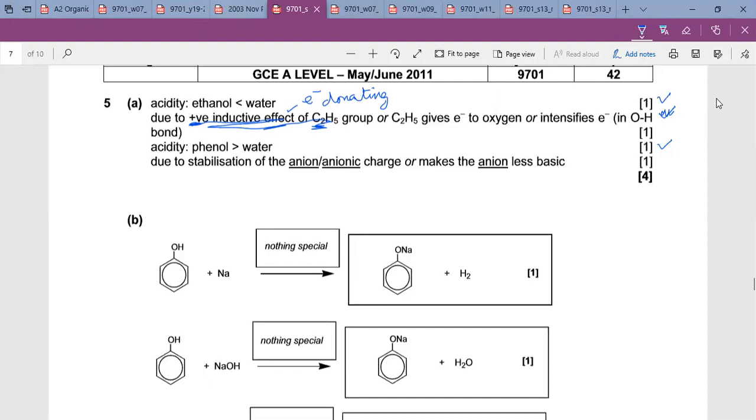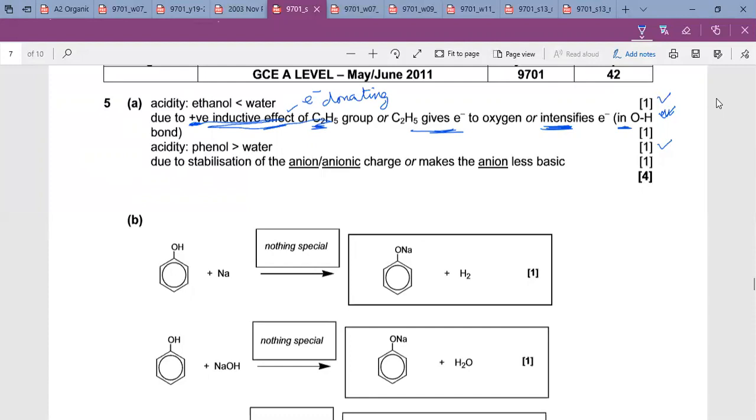The C2H5 here gives electrons, intensifying or increasing the electron density, or causing less distortion of the OH group. You know? Okay?